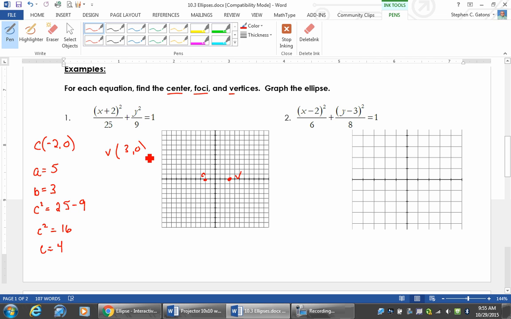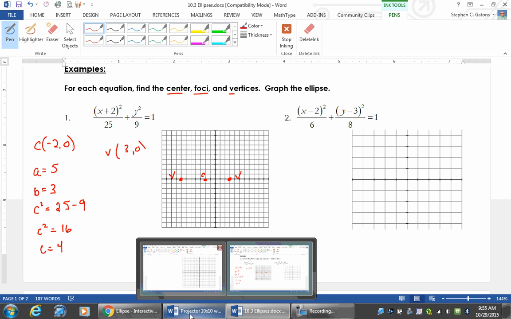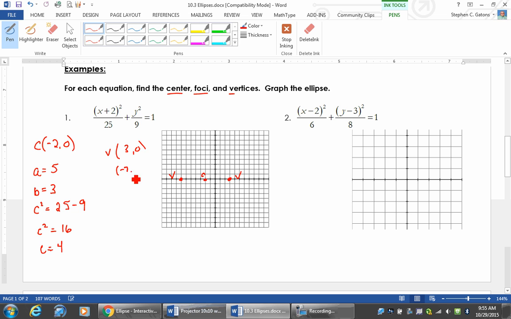Then you go 5 the other direction, and that's a vertex also. That's going to be at (-7, 0). So there's your vertices, and we used our A value.